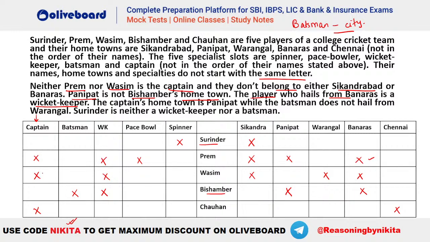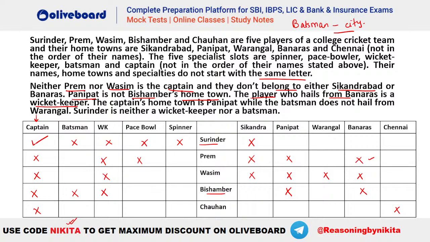Here you can see that captain is not Wasim. That means he also cannot be from Panipat here. And in Bishambar, you can see Panipat is crossed out. So that means he cannot be the captain. Right? So we have 4 crosses here in captain, and we have 5 players. That means this person should be the captain here. If this person is the captain, he cannot be the batsman, he cannot be the wicket keeper, he cannot be the pace bowler, right? Because one person is playing one speciality here. So if he is the captain, he cannot be the rest.